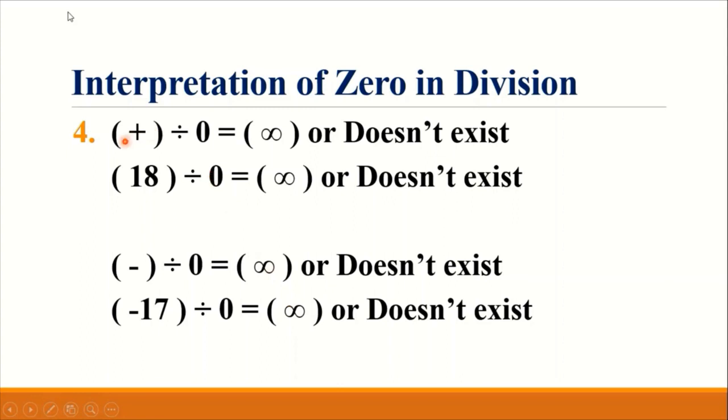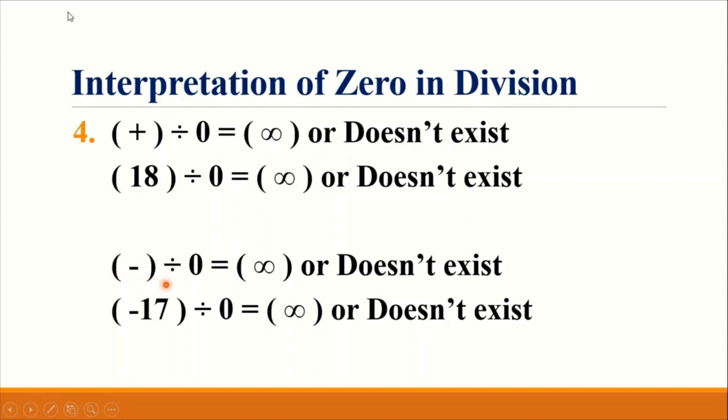When any positive number is divided by 0, answer will be infinite or doesn't exist. For example, 18 divided by 0 is equals to infinite or doesn't exist.